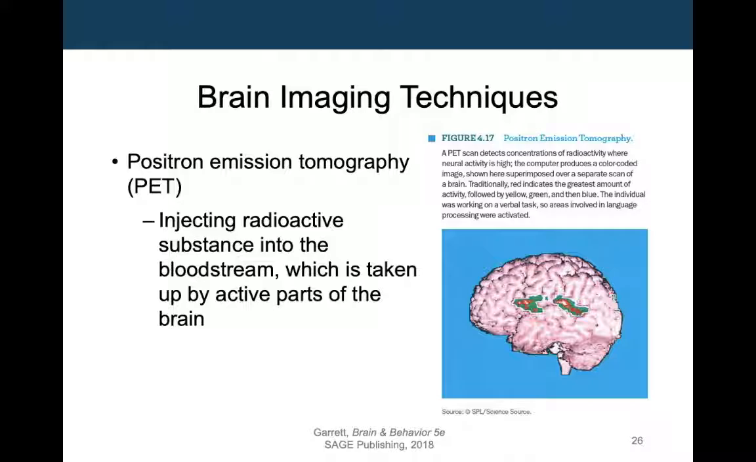And it doesn't image the brain tissue itself. So you're really seeing the color, not necessarily the tissue. So that's just two other disadvantages of the PET scan.